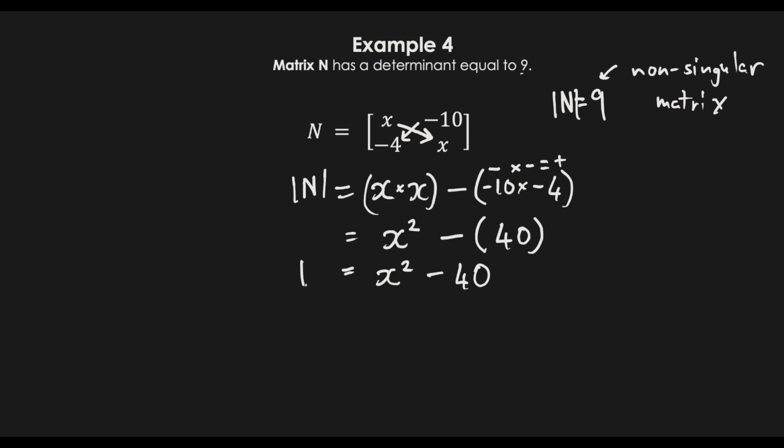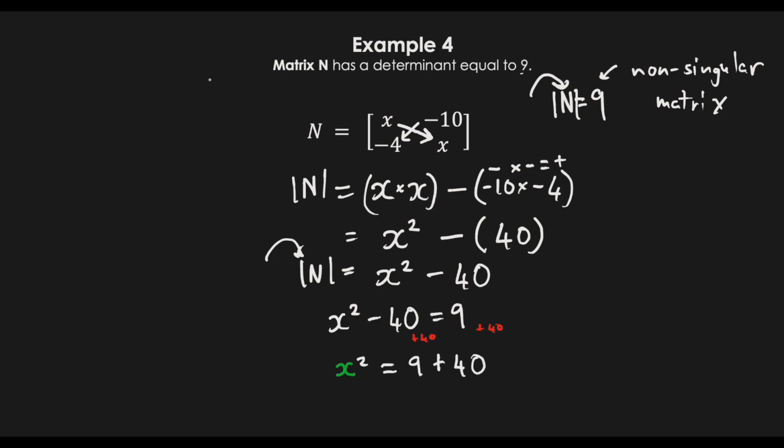Now, if we know that the determinant can be expressed this way and it's also equal to 9, that means these two must be equal to each other. So in other words, x squared minus 40 must be equal to 9. So let's just add 40 to both of them. In other words, we bring the negative 40 over the equal sign, which turns to positive 40. So these will cancel and we'll be left with x squared is equal to 9 plus 40. Now, what is 9 plus 40? That's 49. So x squared is equal to 49.